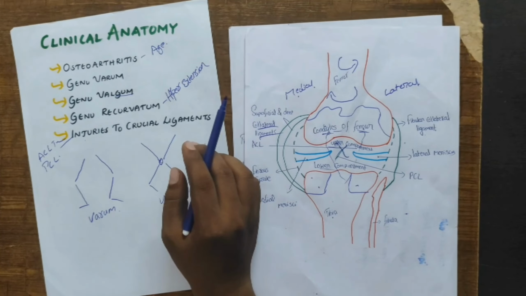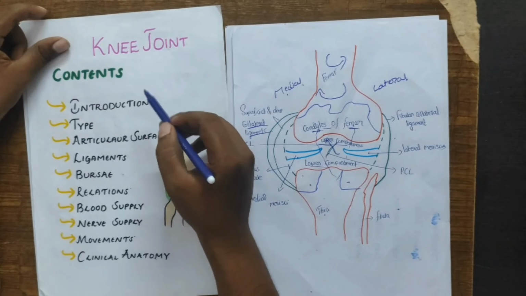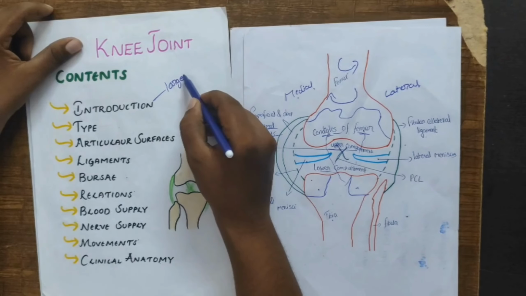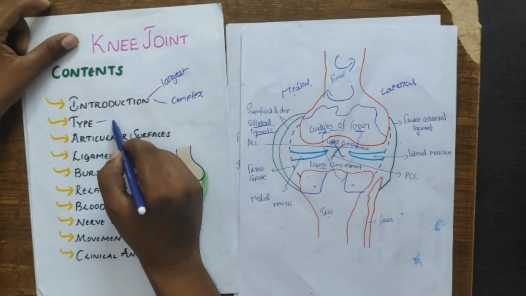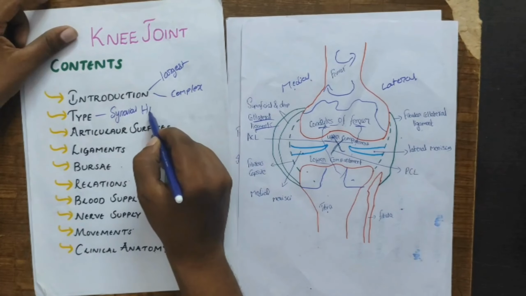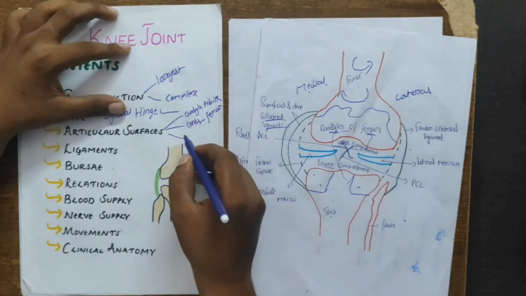Now we come back to our contents, and I repeat each content in detail. Introduction: we have to mention largest and most complex. Type: synovial, hinge variety. Articular surfaces: condyles of tibia, condyles of femur and patella bone.